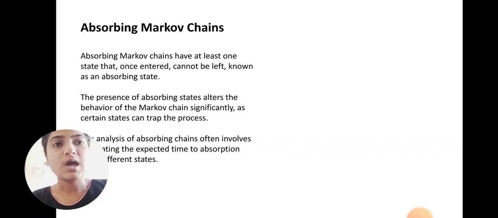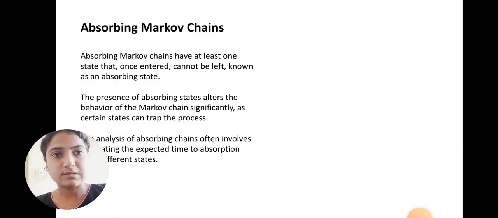Absorbing Markov chains. Absorbing Markov chains have at least one state that once entered cannot be left, known as an absorbing state. The presence of absorbing states alters the behavior of the Markov chain significantly, as certain states can trap the process.